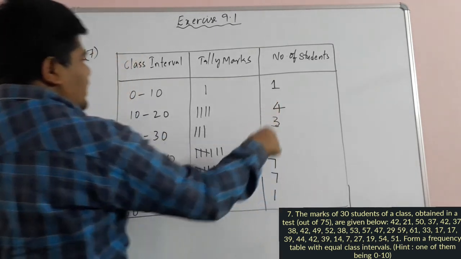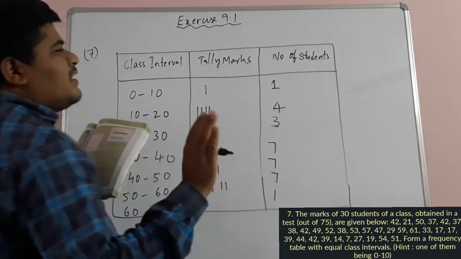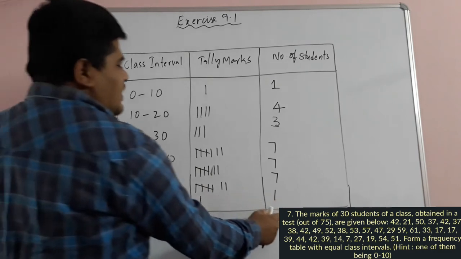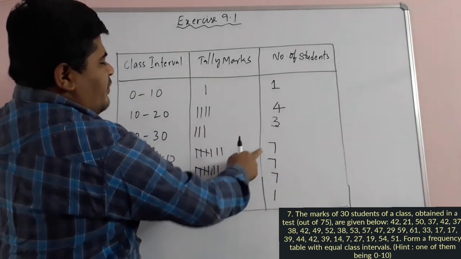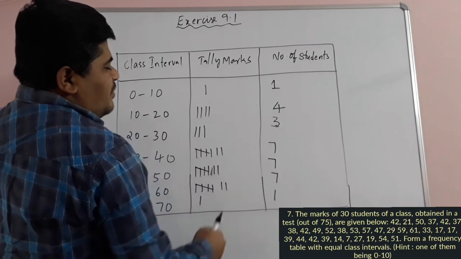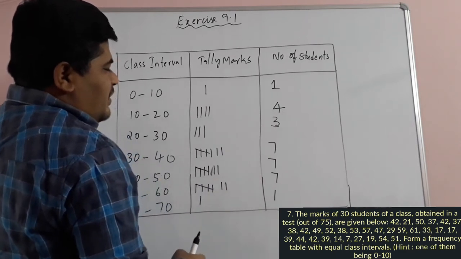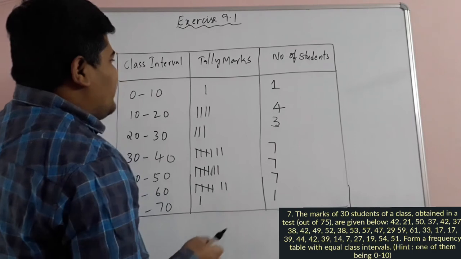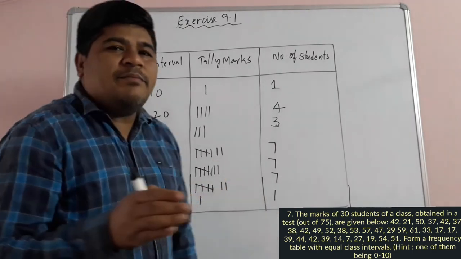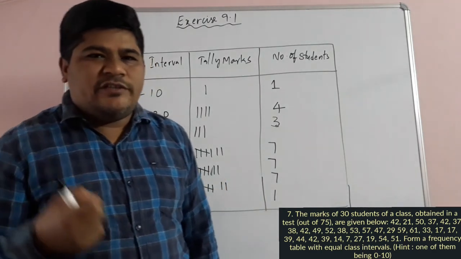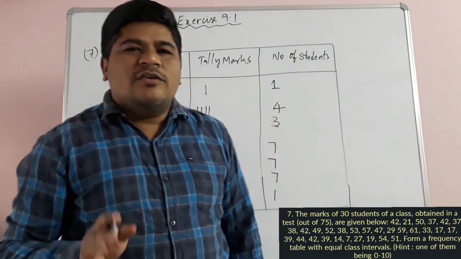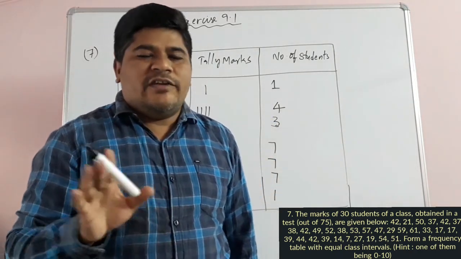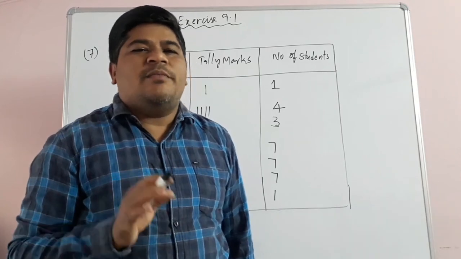So count totally how many observations are there. Totally 30 students are there, children. We should get 30 here. This is 1 plus 4, 5. 5 plus 3, 8. 8 plus 7, 15. 15 plus 7, 22. 22 plus 7 is 29. Plus 1 is 30. So we got 30 children. In the problem they gave the number of students as 30. So here we got the sum of the students also as 30. So this is the way to write the frequency table. Now let's see the next problem.